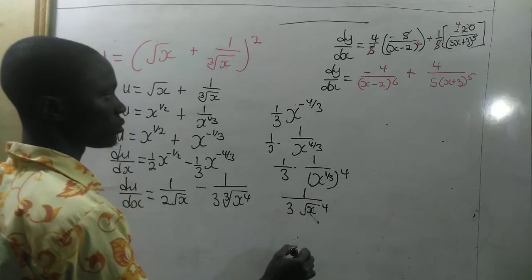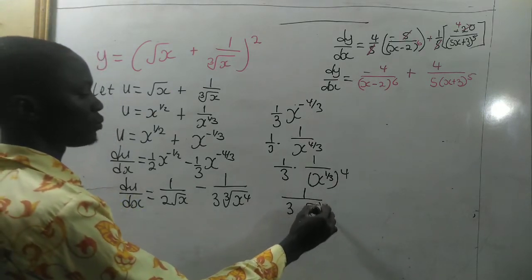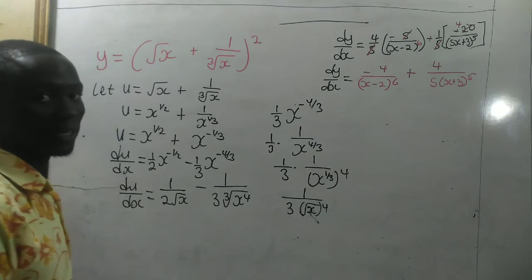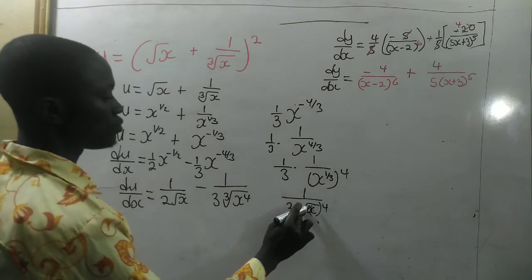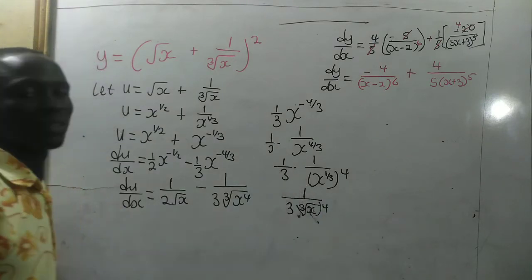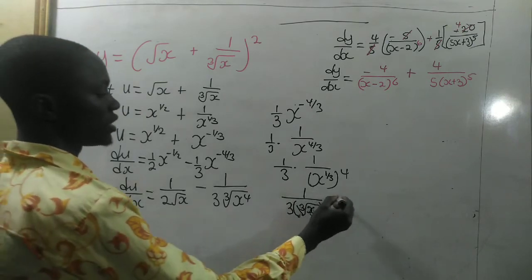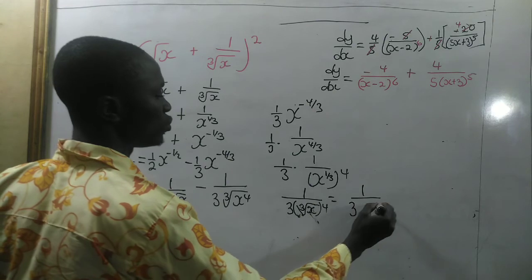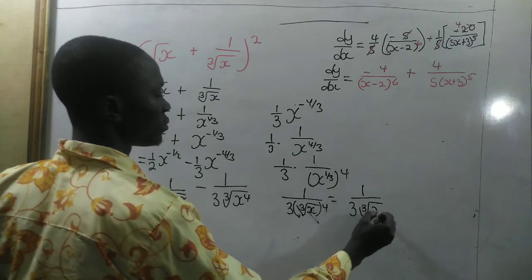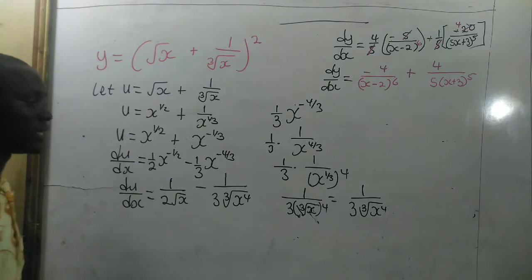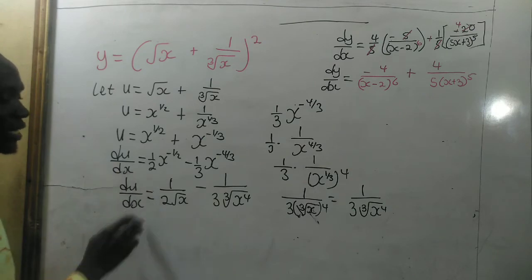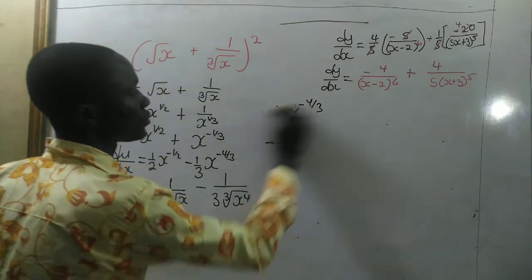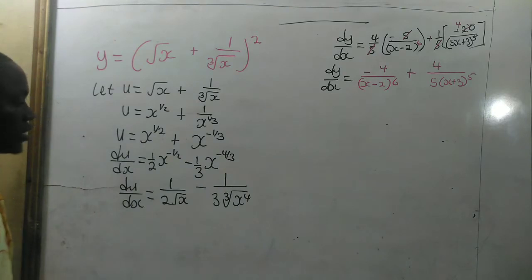Then I'll bring power 4. So the power 4 can come here, or I can put this in brackets and then the power 4 will be there. Very simple as that. And the cube root has to come over. Yes. And then I'll put it in brackets, which is the same as 1 divided by the cube root of x, then 4 inside. So that is why we did this. And this one, you go through the same procedure. So now you find du on dx.